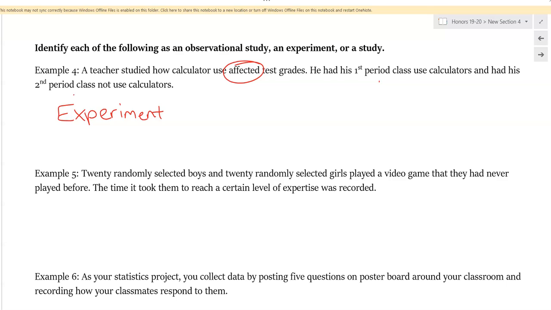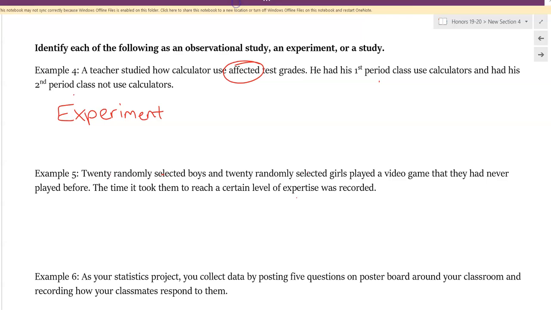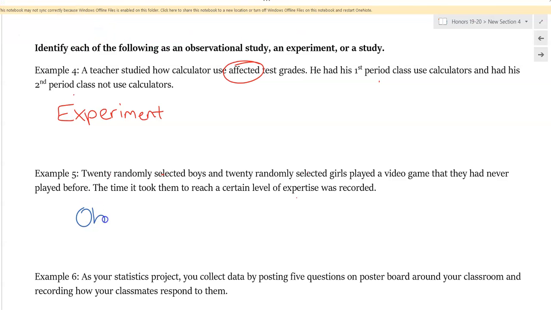Example 5. 20 randomly selected boys and 20 randomly selected girls played a video game that they had never played before. The time it took them to reach a certain level of expertise was recorded. So this one's kind of confusing because there are two groups. However, I'm not doing anything different to one group over the other than boys and girls. And there's no effect here. Okay, and I'm just simply recording their time. So this is actually an observational study. I'm just studying what's already taking place. I'm not making them do anything special.